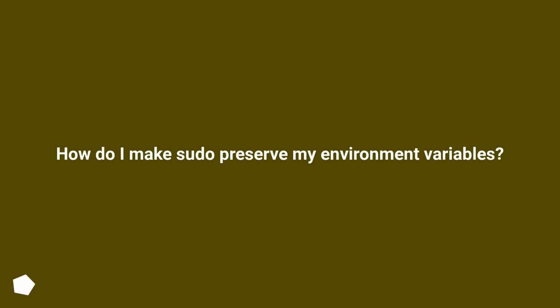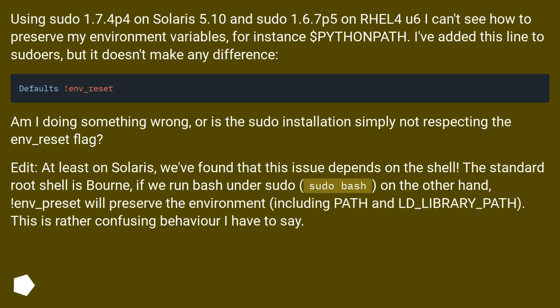How do I make sudo preserve my environment variables? Using sudo 1.7.4p4 on Solaris 5.10 and sudo 1.6.7p5 on Solaris 4u6, I can't see how to preserve my environment variables, for instance $PYTHONPATH.